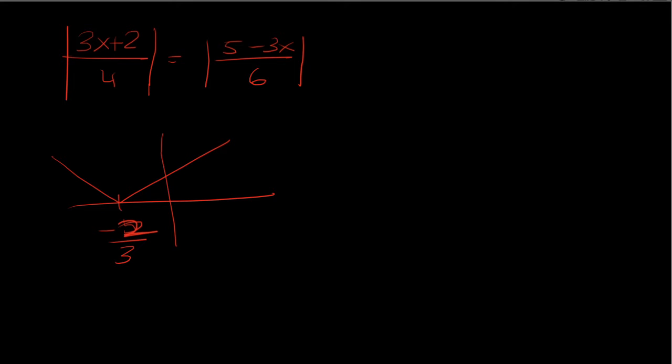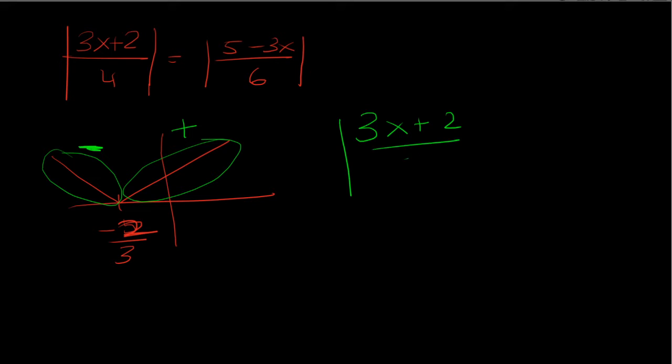So there's a negative version. The negative version is this one right here, and the positive version is this one right here. Because think about it. Let's pick a number less than negative 2/3. Let's say negative 1.